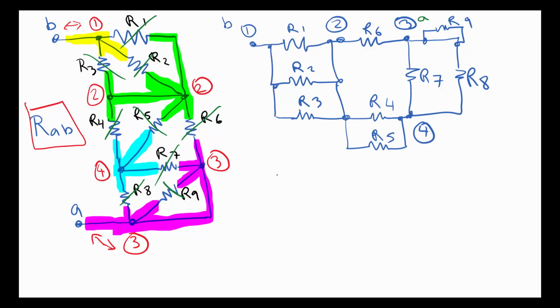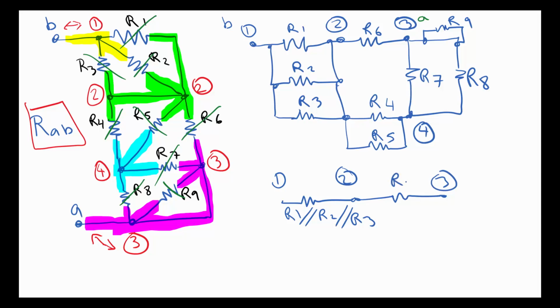So between 1 and 2, we've got a resistor, and that resistor value is going to be the parallel equivalent of R1, R2, and R3. So let's just denote it like this: R1 in parallel with R2 in parallel with R3. Okay, so then it goes to node 3 through the series resistor R6, and then down here in parallel we have this R4 and R5.